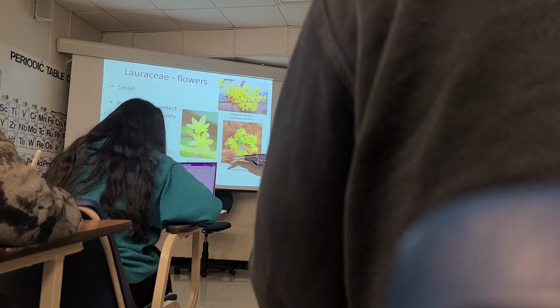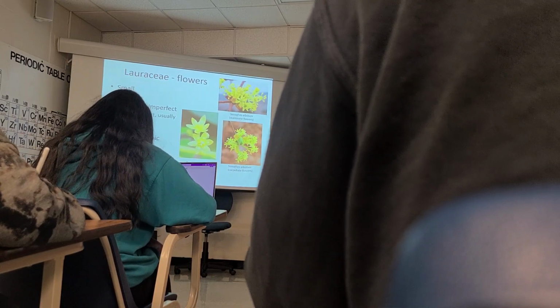Now, flower-wise, they're small. They are either perfect or imperfect. So, for example, in sassafras, it has separate male and female flowers. Here's your male flowers, the staminate flowers. Here's your carpellate flowers, the female flowers. But in Persea americana, which we're going to get to, this is economically important in a second, that one's bisexual, has both male and female parts on the same flower. They are actinomorphic.